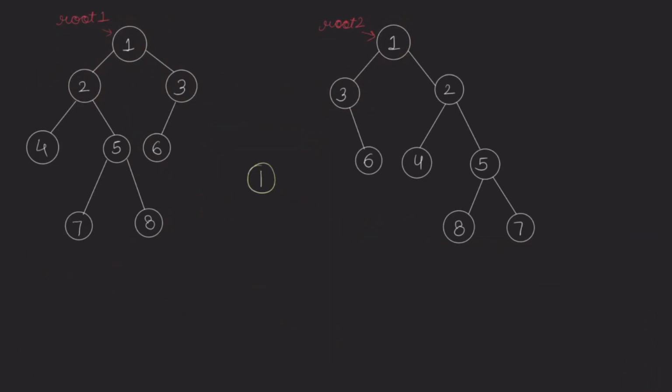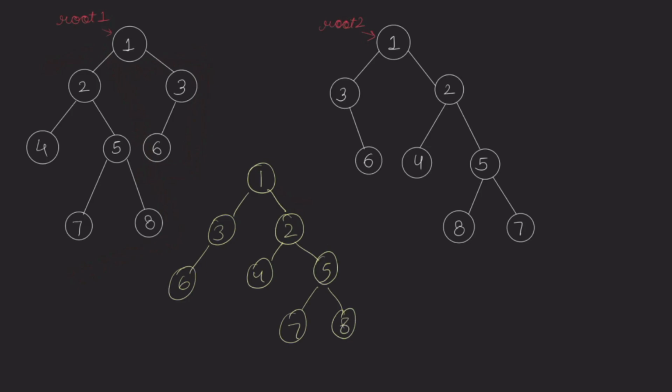Then what will you get? This first node will remain as is. Now this right subtree will become the left subtree of 1. As is, it will be copied here, so it will be like this. And this entire left subtree will become the right subtree now, so it will be 2, 4, 5, 7, 8. Now you will see that this 3 and 2 now match with this.